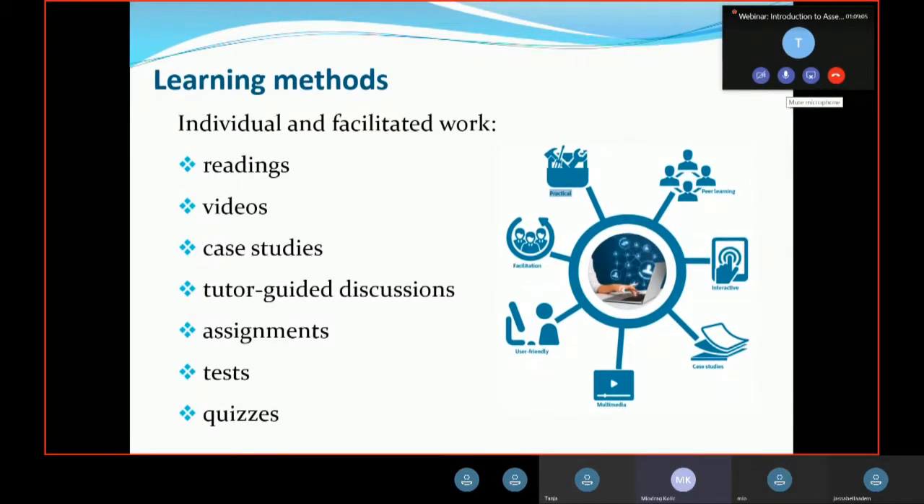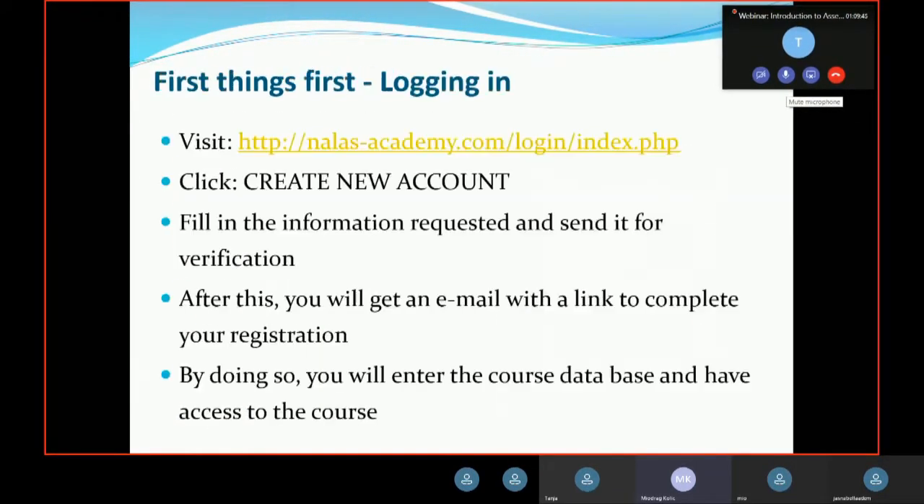So in this course we have several learning methods. You will have different reading materials that you can read and use. Some of them are obligatory, but some of them are additional readings, a list of additional readings that you can use as you need, upon your interest. There are videos on different case studies. As we said, the forum discussion will be supported by the facilitator. You will have several assignments, a quiz, and tests that you will have to complete during the course.